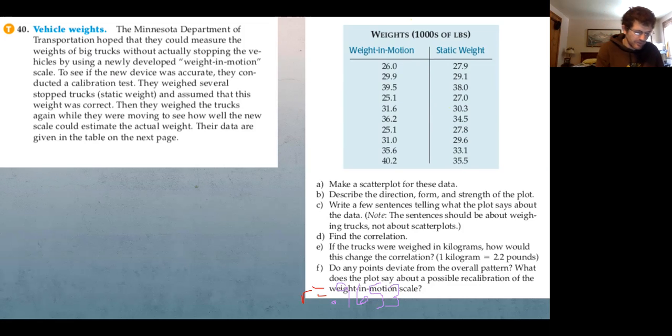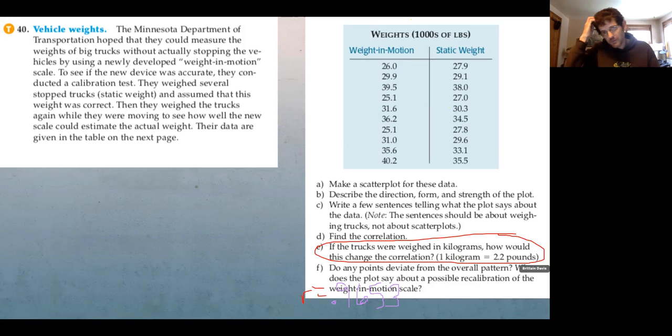When it talks about this, it is referring to rescaling the data. So we could multiply or divide this data by a certain amount, the 2.2 right there, in order to get the kilograms. But that is just rescaling data. The z-scores don't change, and therefore the correlation is not affected. So very good.